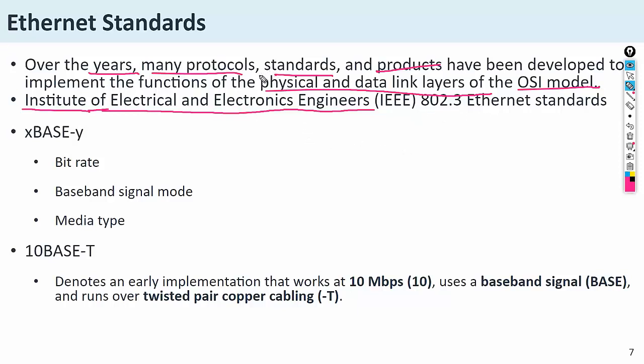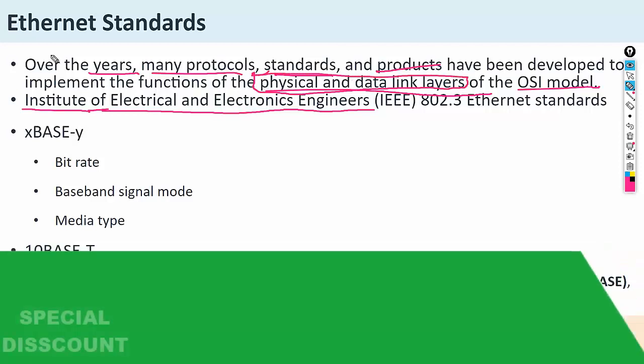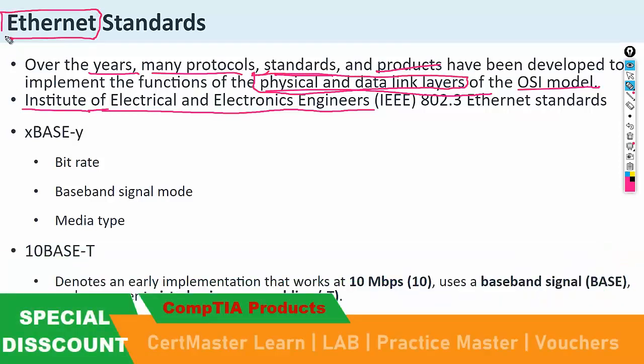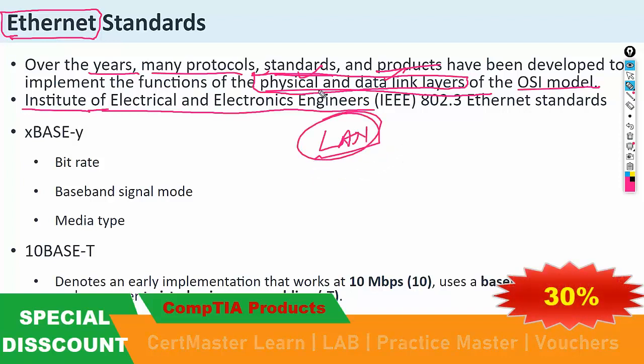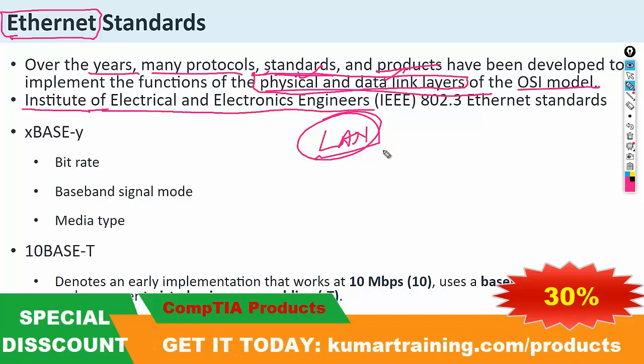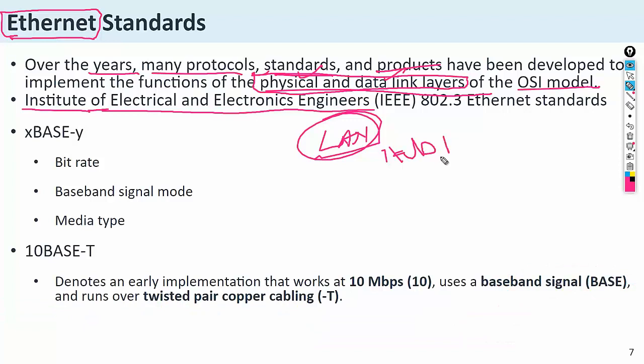There are two layers, physical and data link, which is what Ethernet covers. Ethernet works on both the physical layer and the data link layer. The LAN card works over the data link layer as well as the physical layer. Similarly, the cable works over the first layer, and the connector works on two layers.